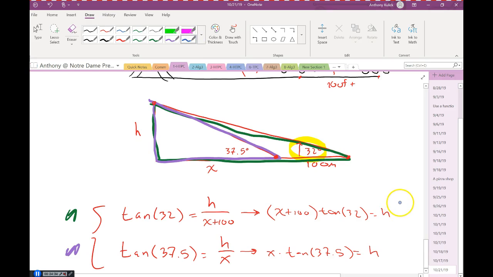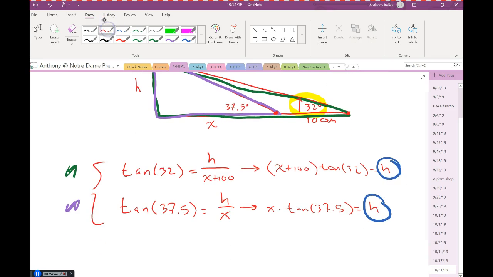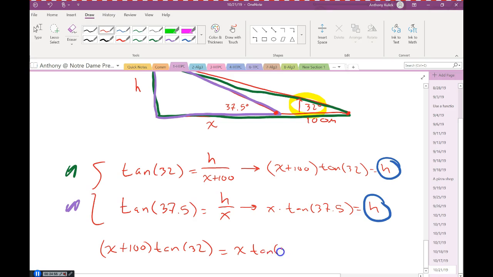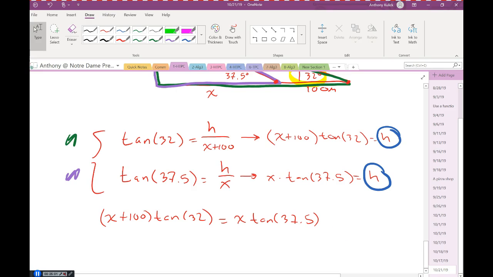And now I'm going to make a substitution. Notice that both of these two equations are equal to h. So I can set them equal to one another. And now I'm just going to be using a little bit of algebra to solve this. So I'll start by distributing my tangent through.